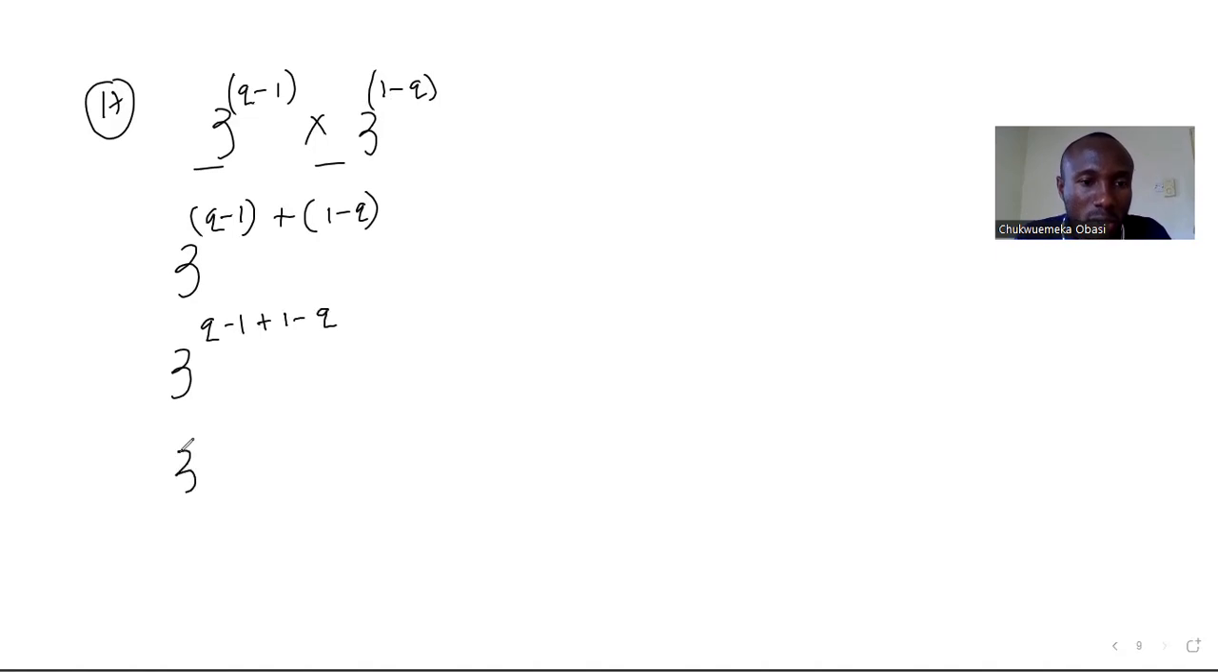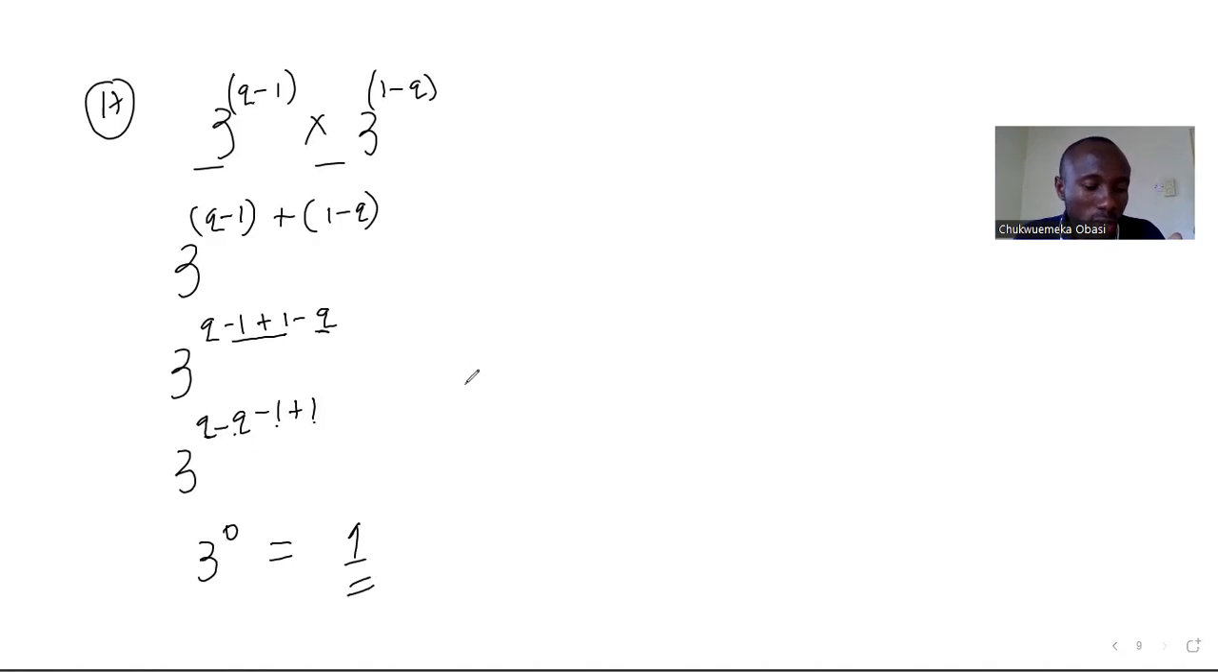Now collect like terms. You see this q here, you have q here. Bring down this q. You have minus q. Then you have minus 1 plus 1 like this. q minus q is 0. Minus 1 plus 1 is 0. So you end up with 0 in your power. And 3 to the power 0 is just 1. So this is a very interesting question.